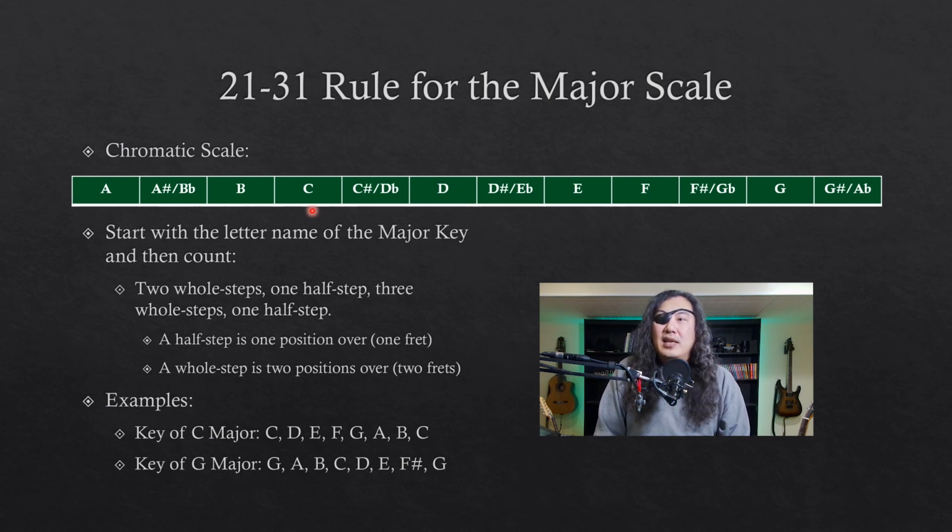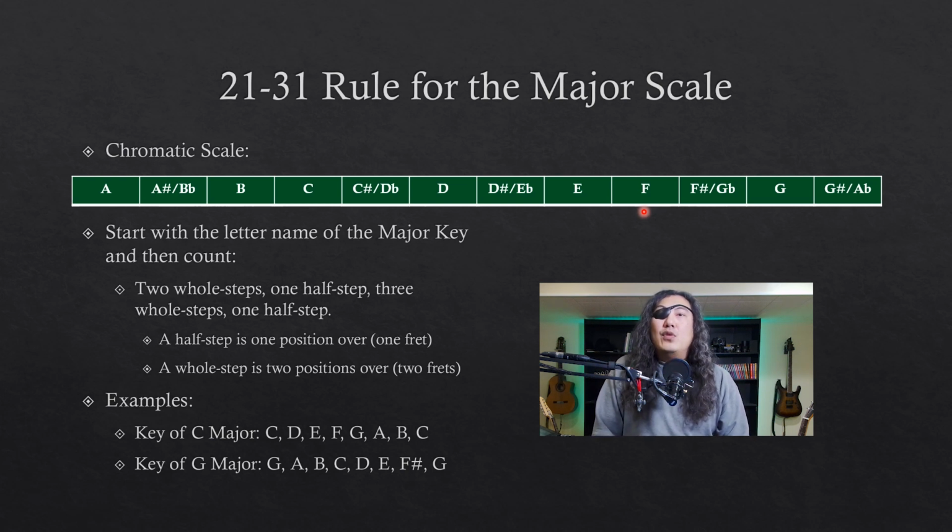So we start with C, and then we do 2 whole steps. We go from C to D, that's 1 whole step, and then D to E, that is a second whole step. That's the 2 in 2131. Now we move a half step from E to F. That is a half step. So that's the 1. The first 4 notes of our C major scale are C, D, E, F.